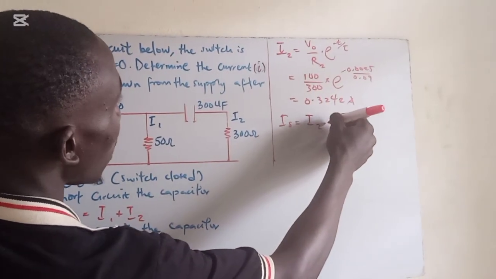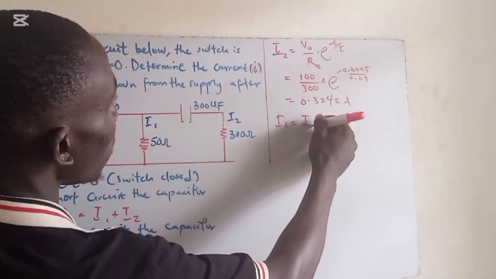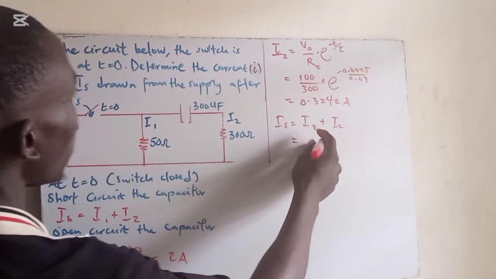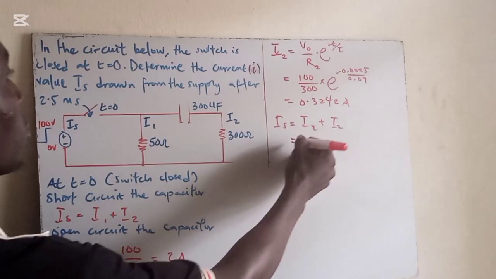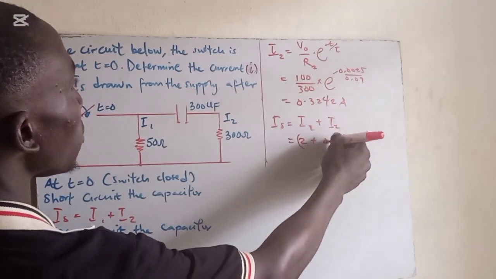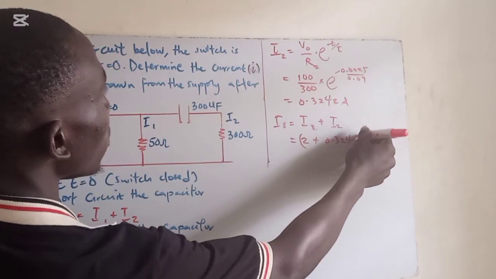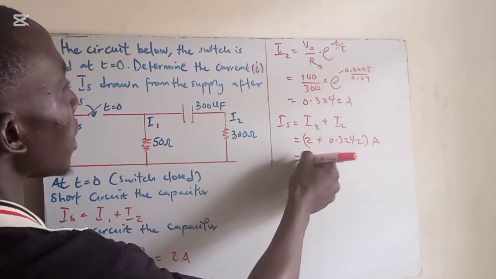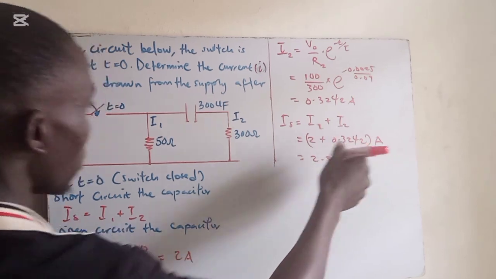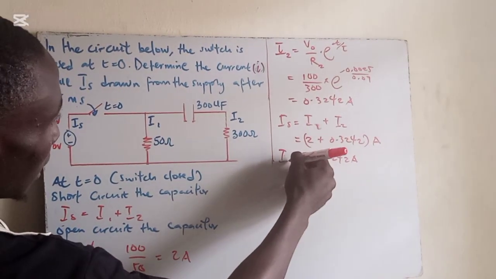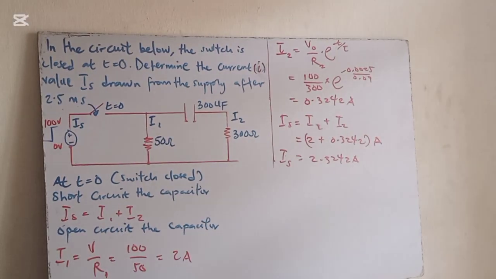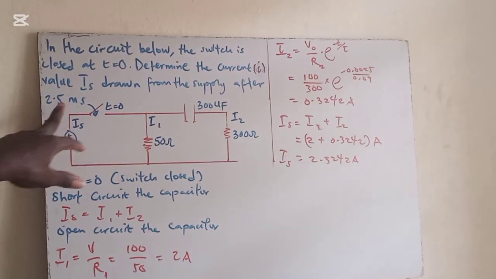Now we can get our total supply current. So that will be I1 plus I2. What's our I1? Our I1 is 2 here, plus this 0.3242 in amperes. So that is 2.3242 ampere for our IS, which is the current that we were asked to look for. It is the current drawn from the supply after this time.